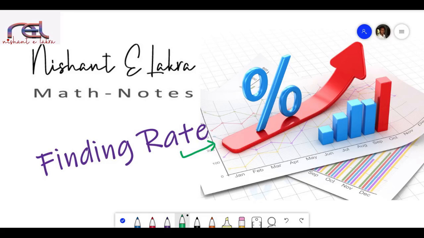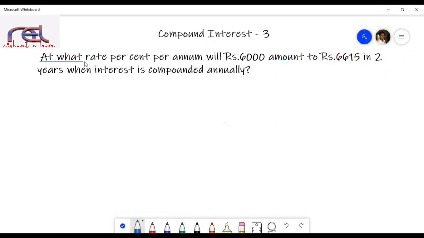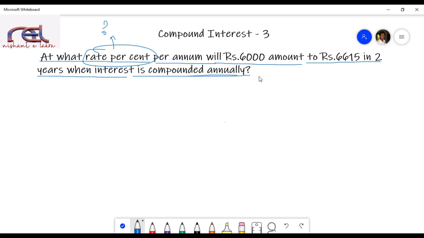Hello everyone, we're learning compound interest and today we will see how to find rate using the formula of amount. Here is the question: at what rate percent per annum, now rate percent is what we have to find, will rupees 6,000 amount to rupees 6,615 in 2 years when interest is compounded annually?